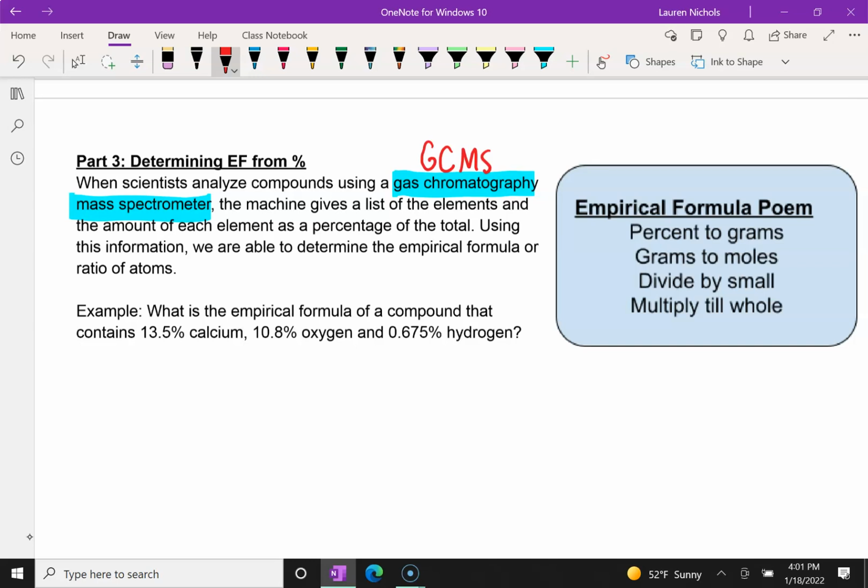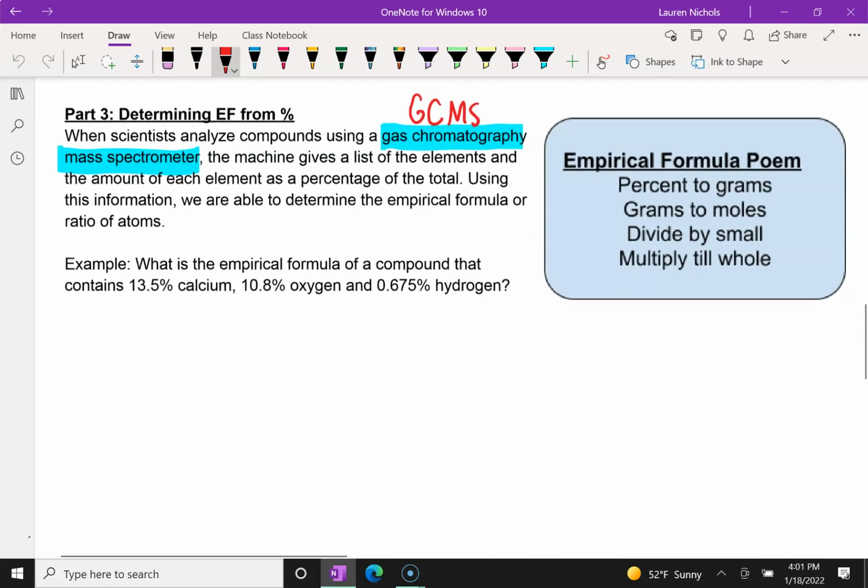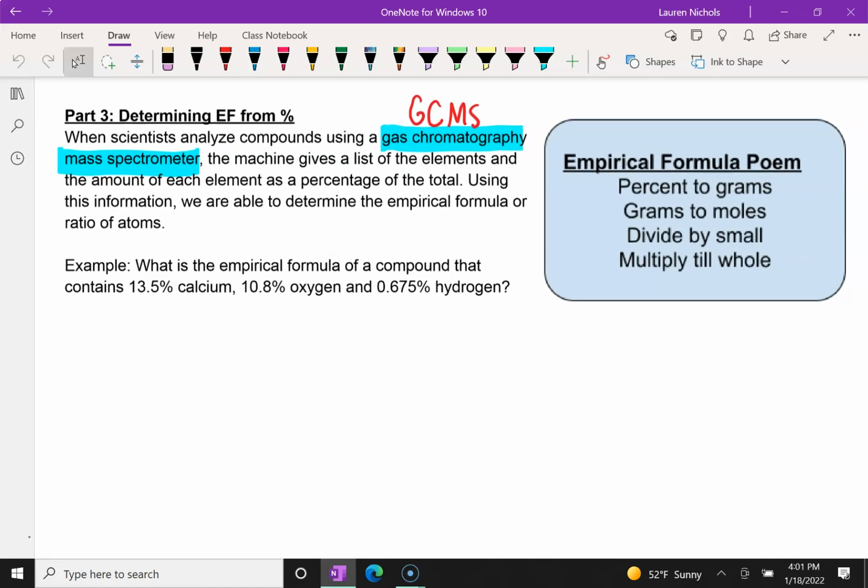So it'll say it's got 20% of the chemical is carbon and 15% is nitrogen, and it just lists it out. And using this information, we're able to turn those percentages into subscripts, because the subscripts are just ratios of each chemical to each other. And there is a handy poem that we can use to help us remember the steps of this problem. Okay, so percent to grams, that's step number 1. Okay, grams to moles, that's step number 2. Divide by small, step number 3, and multiply to whole, that's step number 4. Okay, so these are the 4 steps to finding your empirical formula when you're given the percentages.